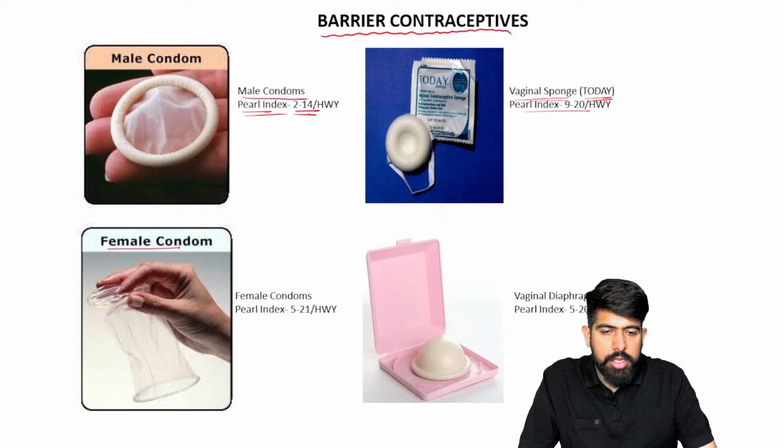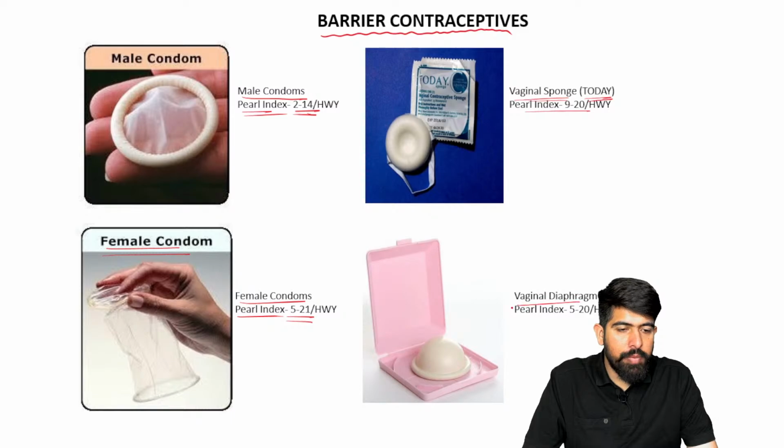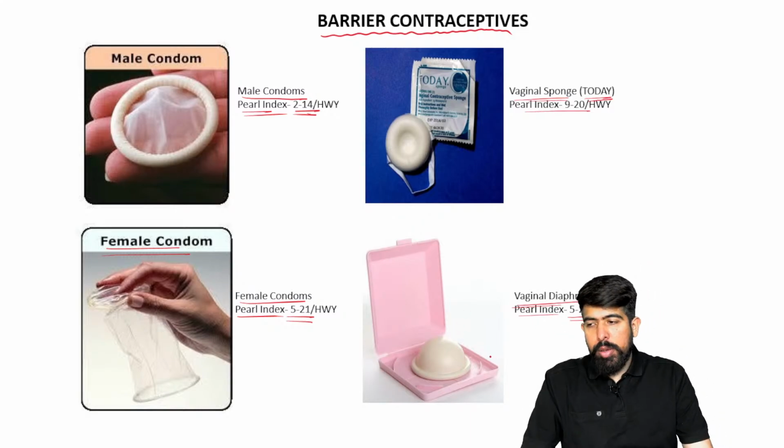We also have the female condom, which has a Pearl index of 5 to 21. And the last one is the vaginal diaphragm, which has a Pearl index of 5 to 20. So this is all about your barrier contraceptive.